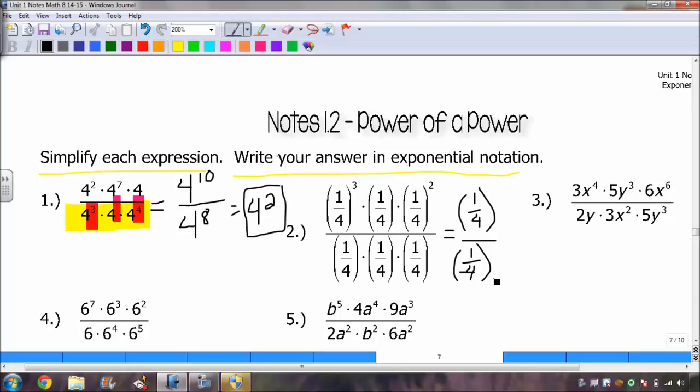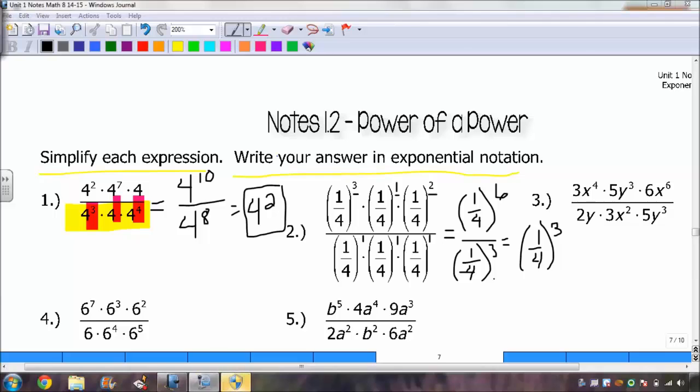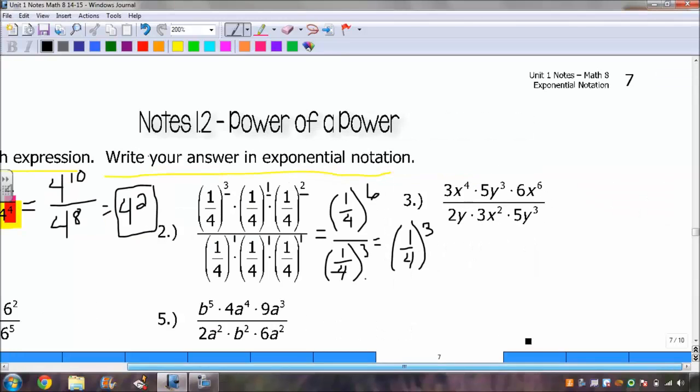Okay, in the numerator, you should get to the third power, to the first power, to the second power. So when you add those 3 numbers together, you end up getting to the 6th power. And then in the denominator, you have 3 invisible 1s, so 1 plus 1 plus 1 is to the third power. So your final answer for this one is going to be 1/4 all raised to the third power. Remember, you need to have parentheses around 1/4 because it is the entire number that's being raised to the third power.